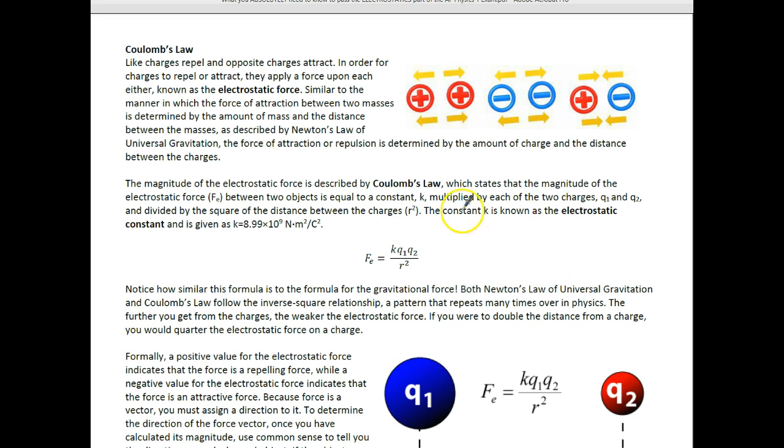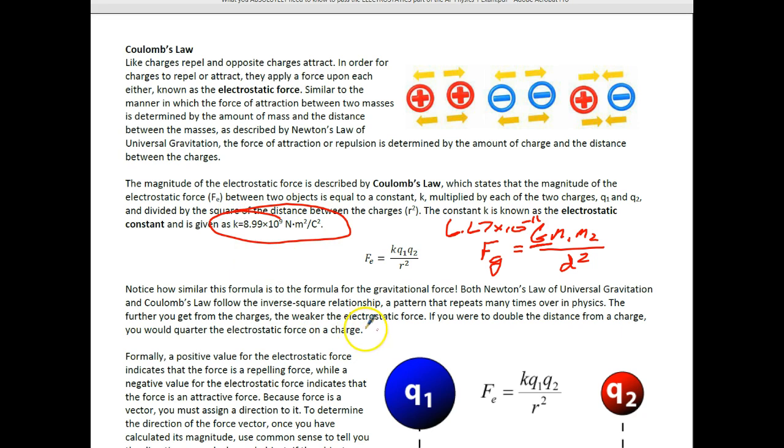Now, like we said, this formula is very similar to the formula that we use for the force between two objects in terms of gravity. And we said that that was big G times the mass of the first object times the mass of the second, all over the distance between them squared. But remember, G was really small. It was 6.67 times 10 to the negative 11th. So that tells us that gravity is actually a very weak force and that this electrostatic force is very, very strong.